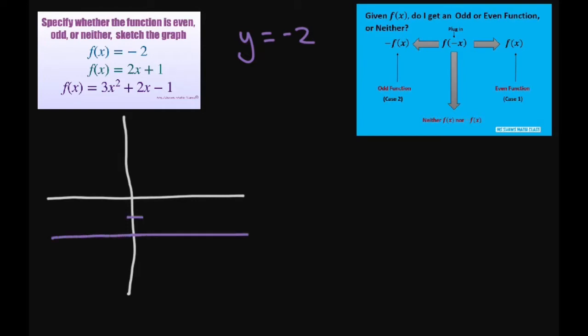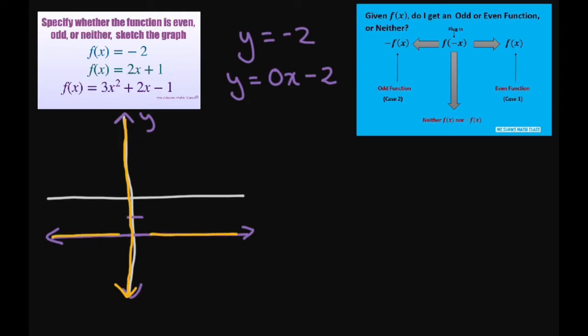You could even write this as y equals 0x minus 2. Now this is an even function because it's symmetric about the y-axis. So that's how you know that. You can fold it on the y-axis and it should match up. So it's symmetric to this line here. So if you fold it on this line, this side will match up to this side.